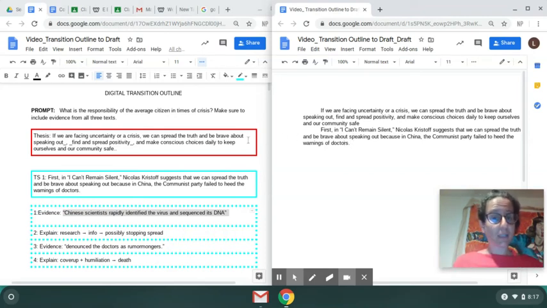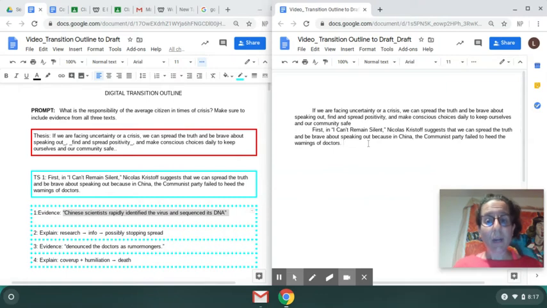You'll notice thesis here, thesis here. Eventually, I'm going to take it and flesh out a full intro paragraph, but that's going to be after I get my draft. Okay, topic sentence here. I take it straight over here. So now I'm ready to go ahead and I have my first piece of evidence. Chinese scientists rapidly identified the virus and sequenced its DNA.